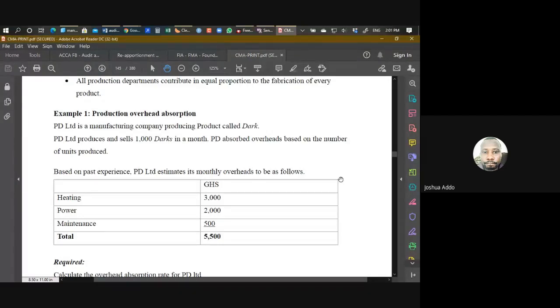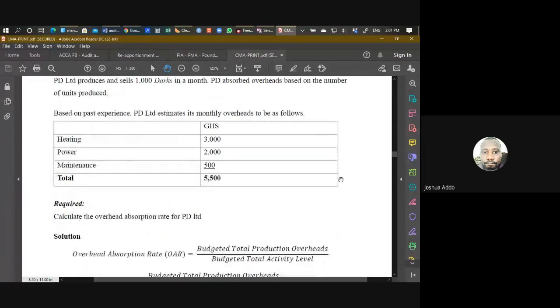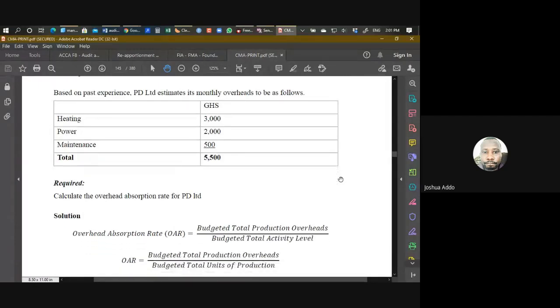PD Limited is a manufacturing company producing products called DAC. PD Limited produces and sells 1,000 DACs in a month. PD absorbs overheads on the number of units produced. Based on past experience, PD Limited estimates its monthly overheads to be as follows: heating 8,000, power 2,000, maintenance 5,000, giving us a total of 55,000. So these are the production departments: heating, power, maintenance.